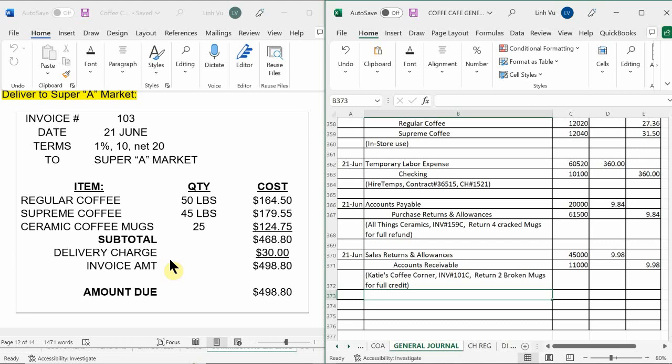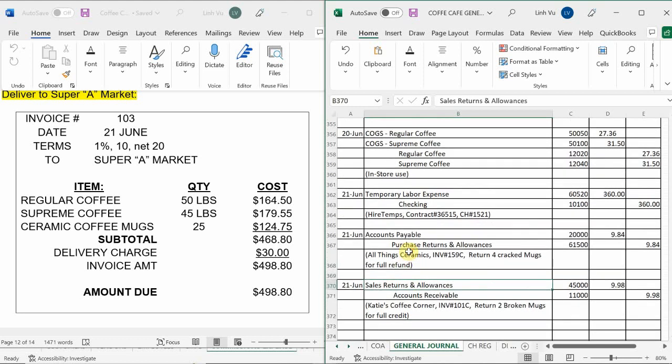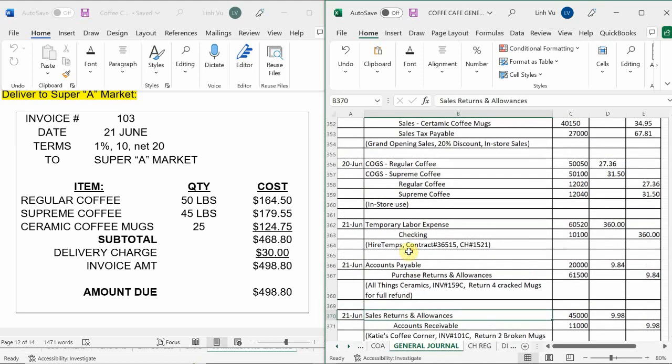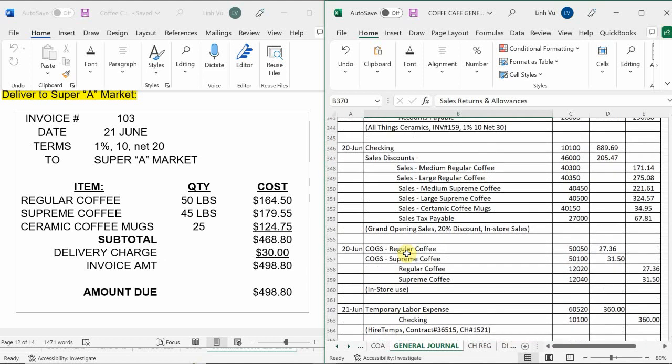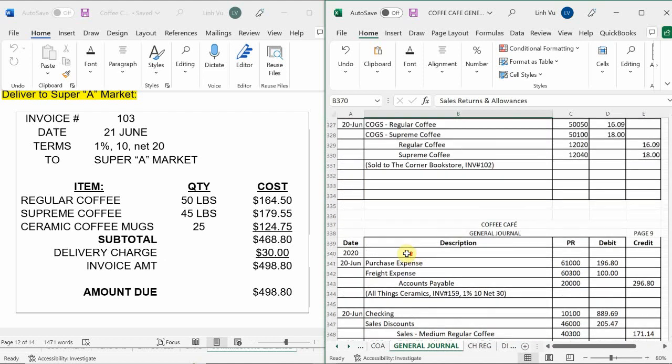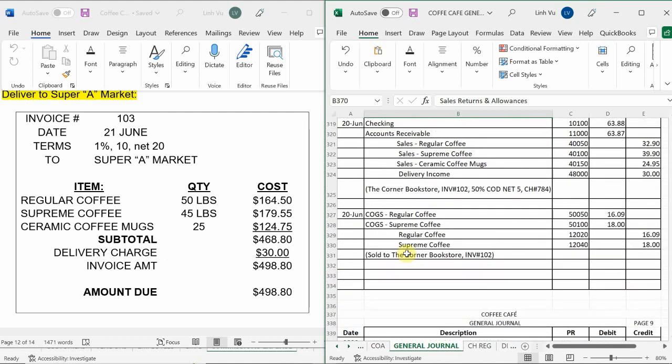For them, all the amount went to our account. Okay. So we have to put it in accounts receivable. What else? And then we have a sale of coffee beans. Okay. So we have a regular coffee sale and then Supreme coffee sale, as well as ceramic coffee mug sale. And then we also charge them delivery income.